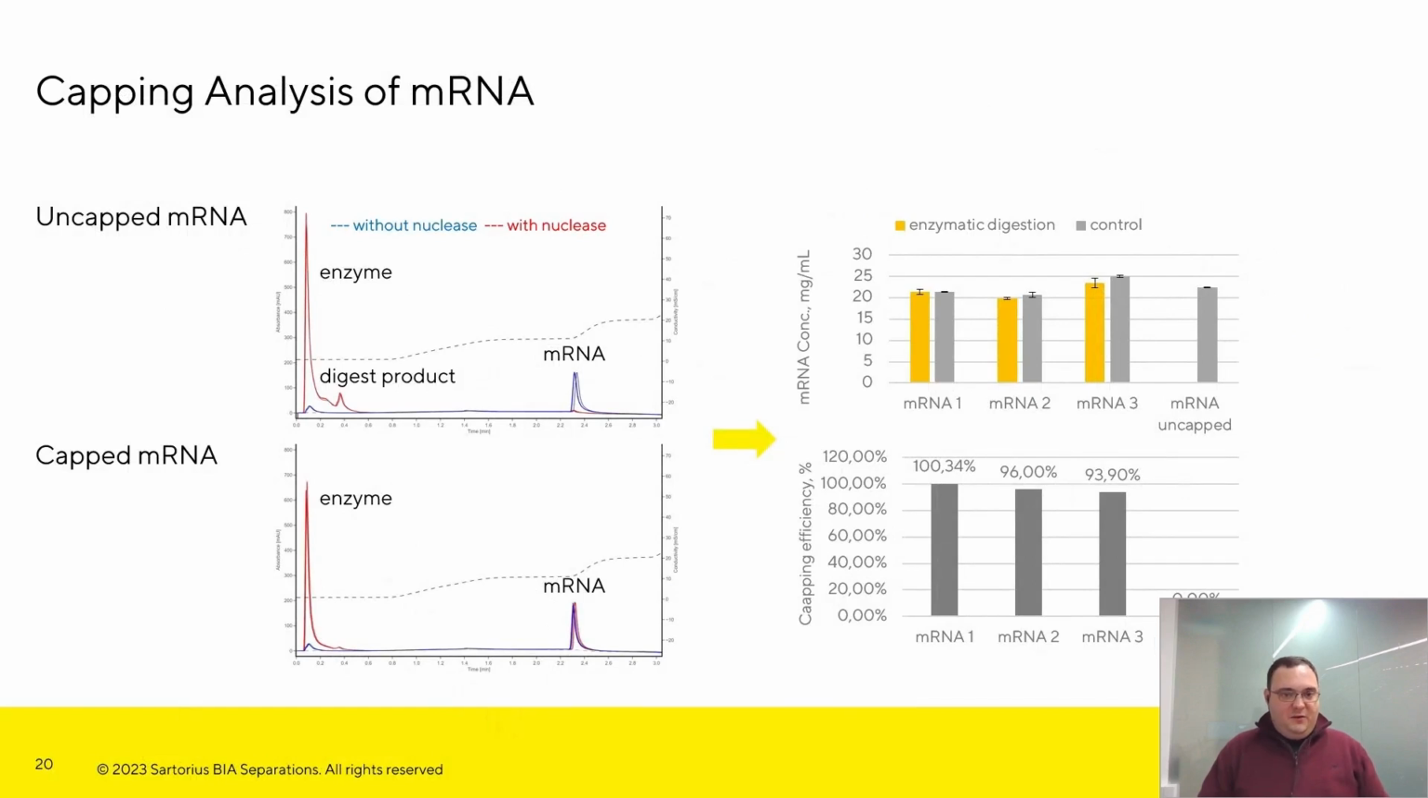In practice, this would look something like this. In the first graph here, we have an example of the blue line, which is without the nuclease, where we see pure mRNA. And then when we add the nuclease, the red curve, as you can see, is not here. It's totally digested, and the free nucleotides come in the flow through of the method. While if we move on to the capped mRNA, even it was very well capped, as you can see, because the blue and the red curves pretty much overlap in area, which can be seen on the graph here on the right, where we can see for all three mRNAs that we analyzed, the capping efficiency was very high.